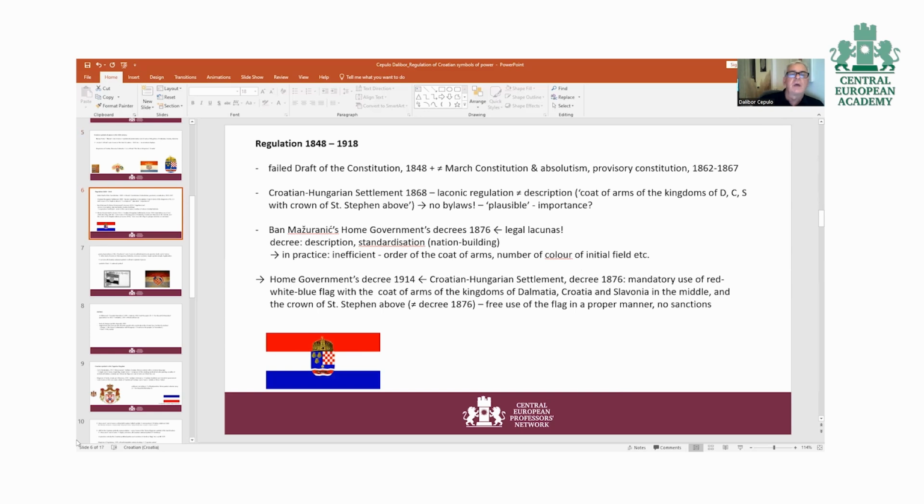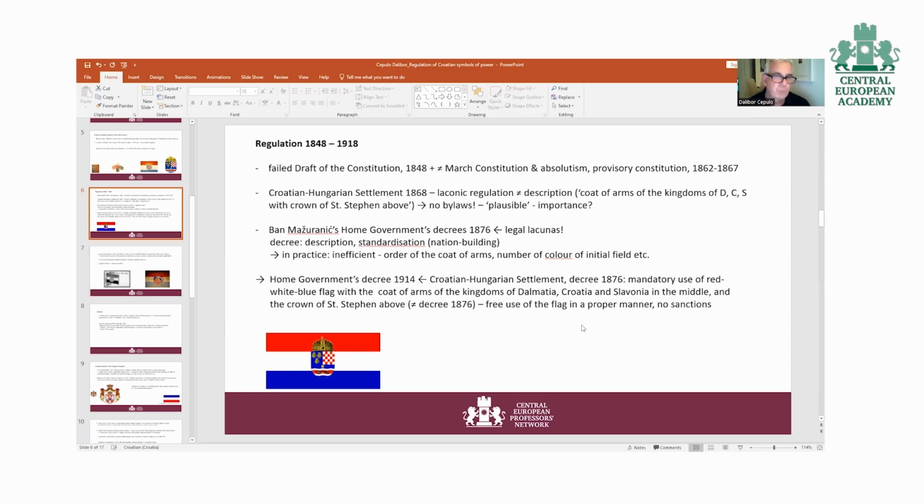The official regulation of these symbols was very undeveloped, in fact. The first attempt in 1848 failed, and the later times after that were not very friendly. The March Constitution, absolutism, and so on was not a very friendly period for regulating such symbols. So it was only the Croatian-Hungarian settlement of 1868 that provided a very laconic regulation of the coat of arms of the Kingdoms of Dalmatia, Croatia, and Slavonia, without a description, because it was obviously meant as something very plausible.